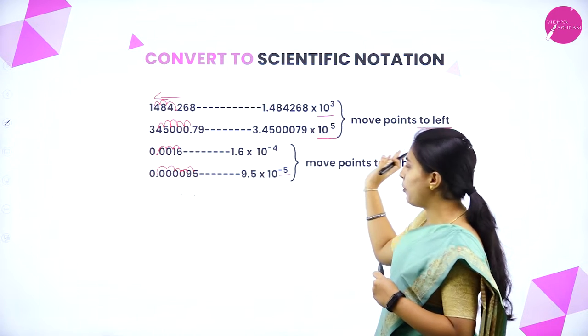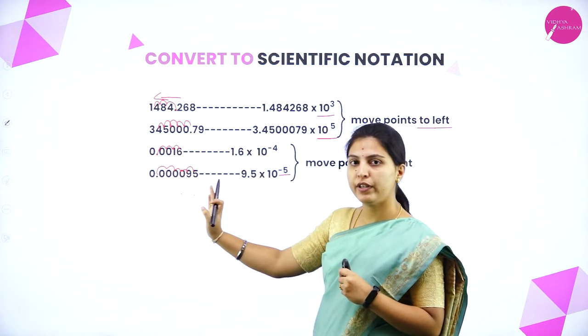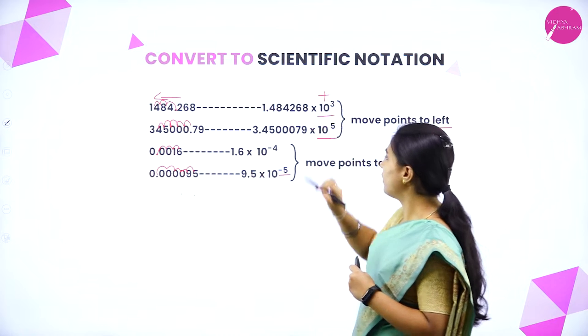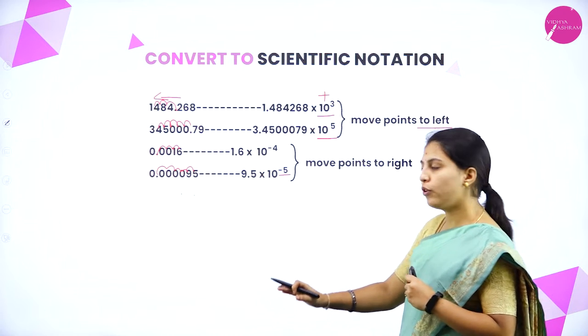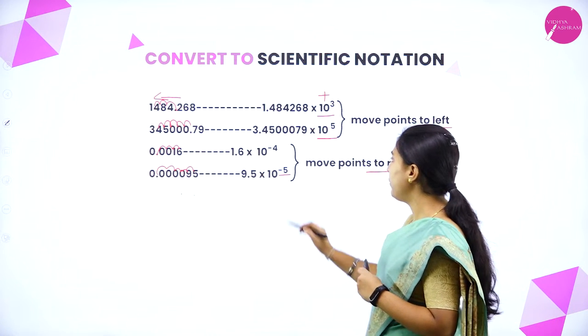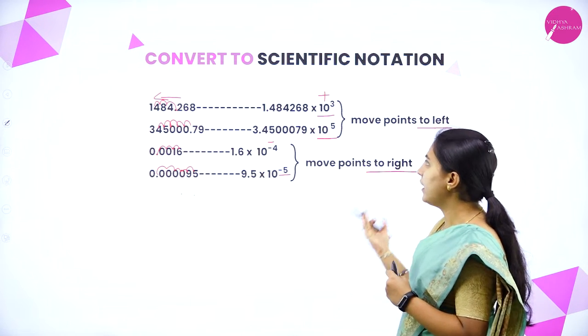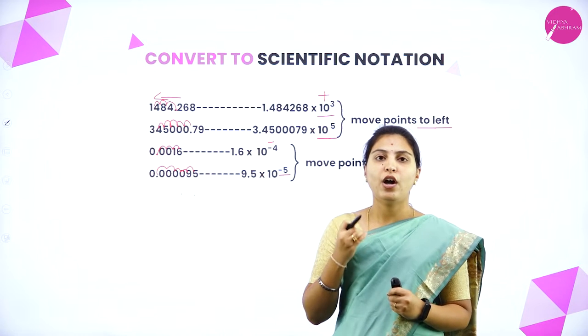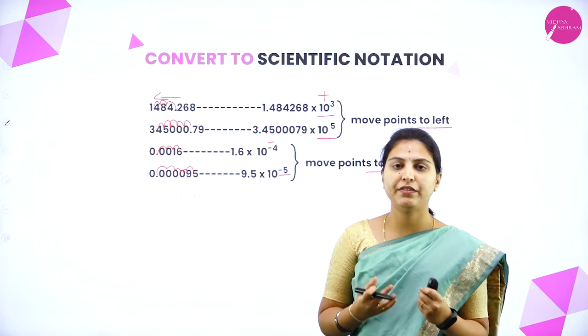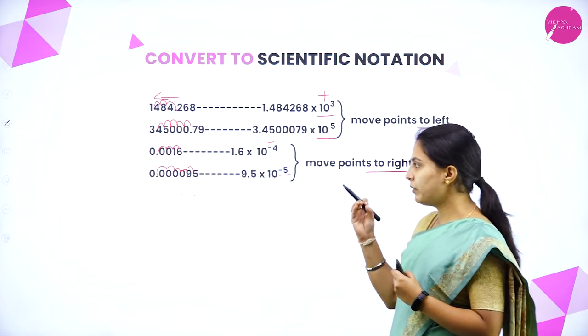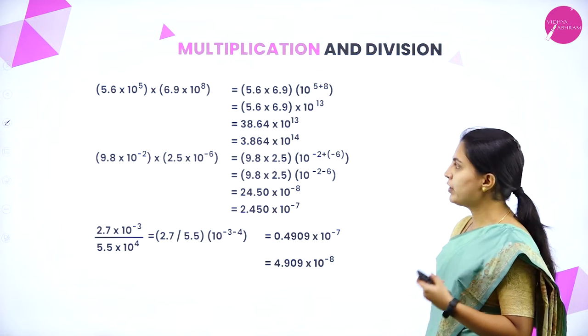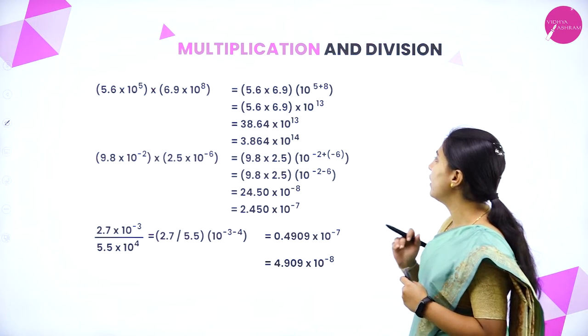When the decimal point is moving to the left, it will have a positive sign. When the decimal point is moving to the right, it will have a negative sign. This is the conversion of scientific notation. Still, you have to learn how to do addition, multiplication, division, and subtraction. That time it will be a little bit varied. First we will see the multiplication and division.